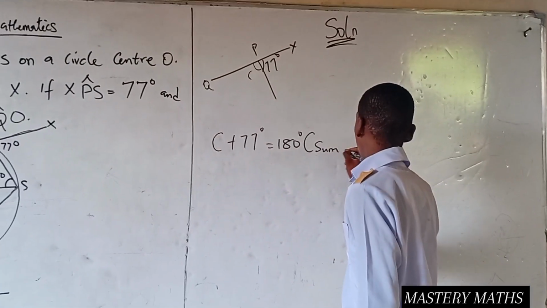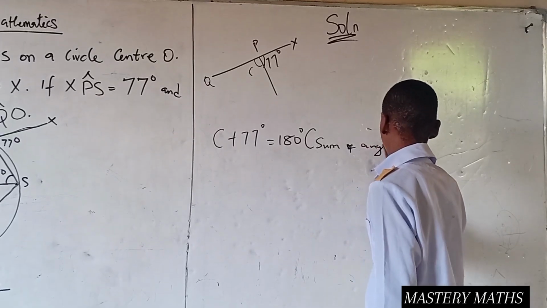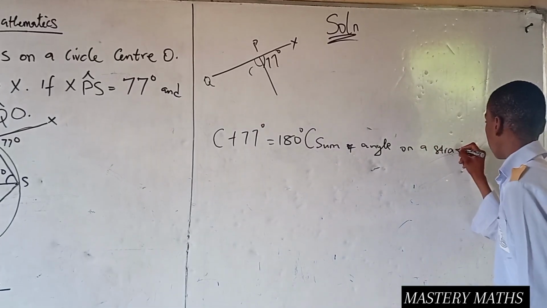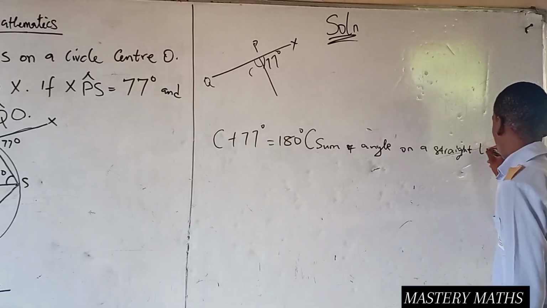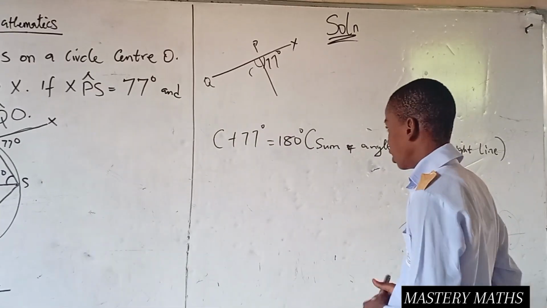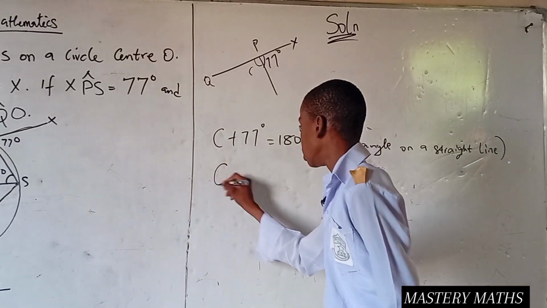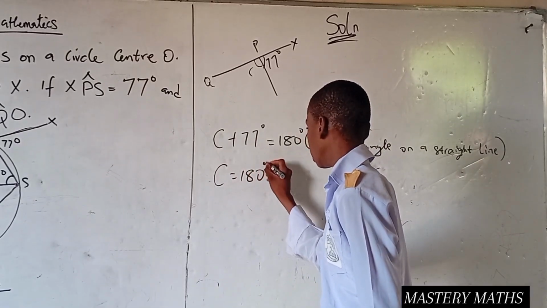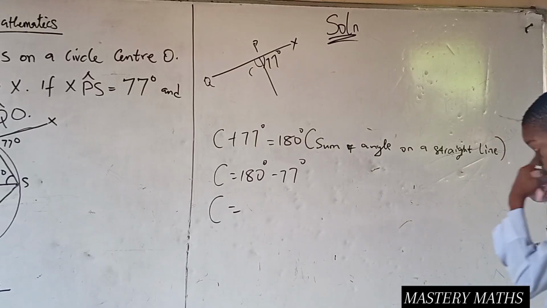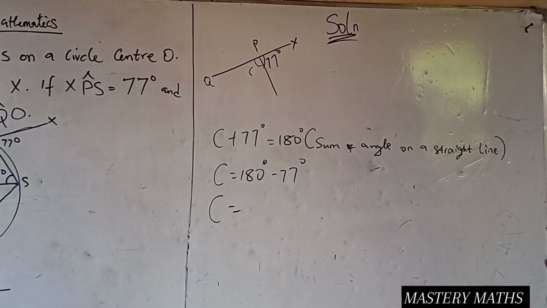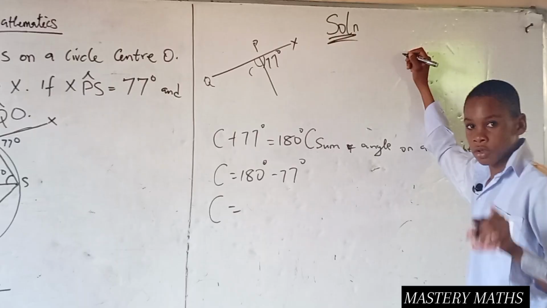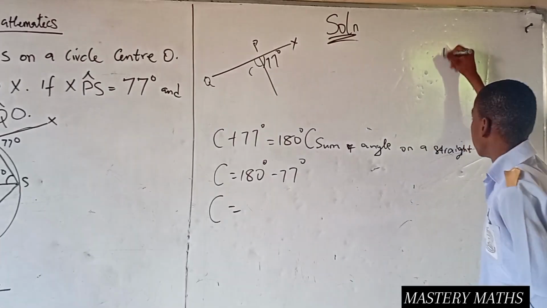Sum of angles on a straight line is equal to 180 degrees. So C is equal to 180 degrees minus 77 degrees. We get 103. If you are with your calculator there, you can solve it or with your head.